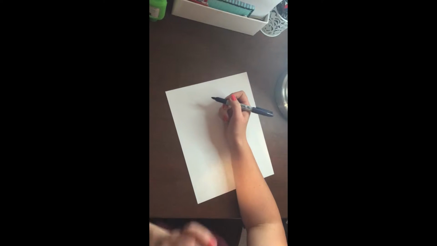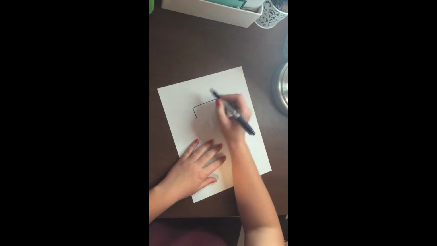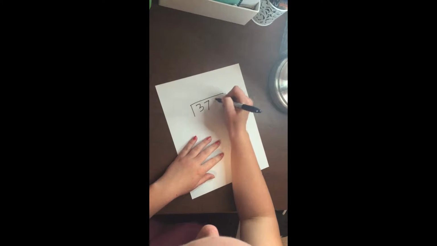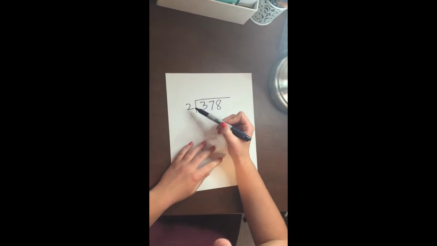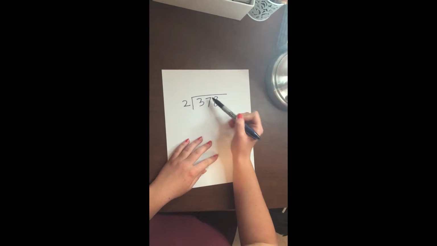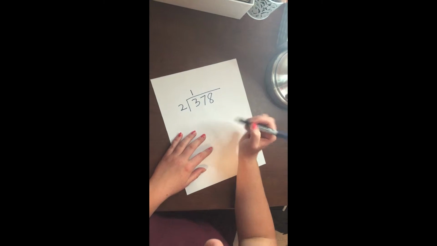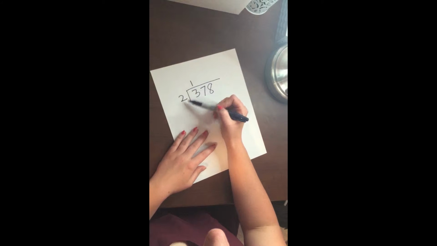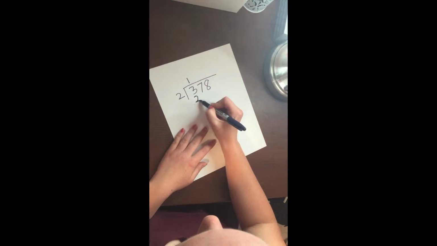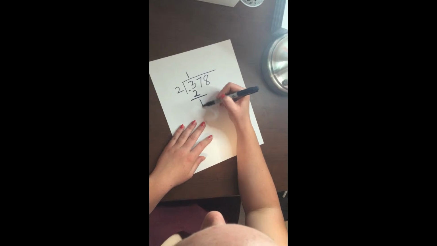So our first example is a regular example of long division. So we're going to do 378 divided by 2. So the first step is to figure out how many times this number goes into each of these numbers. So 2 goes into 3 one time, and then you multiply this number by this number. So 1 times 2 is 2, and then you subtract them. 3 minus 2 is 1.